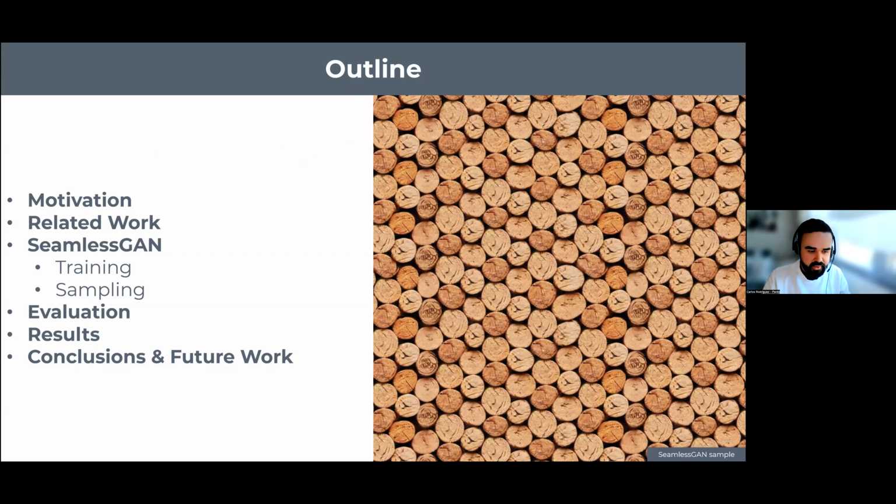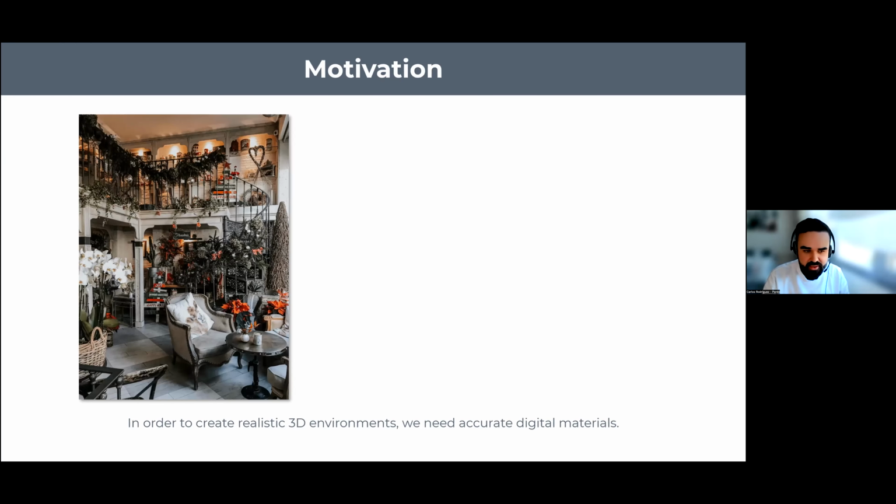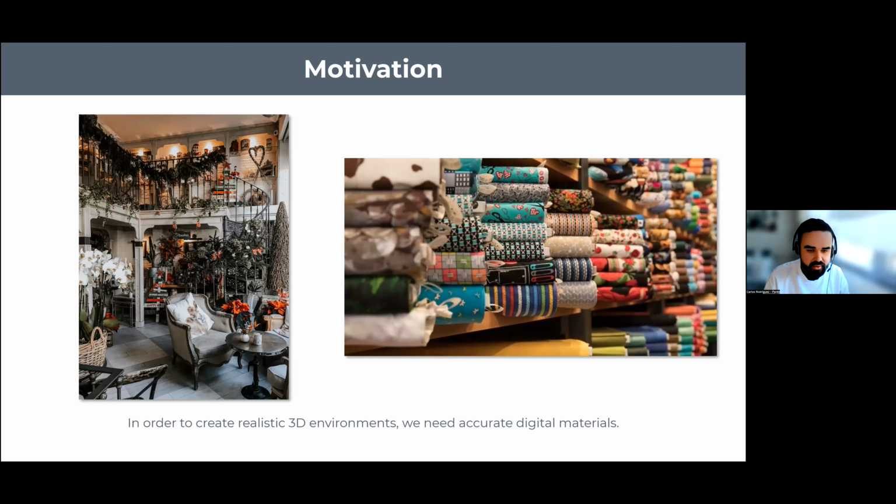So in terms of motivation, in order to create realistic 3D environments, we need digital materials. For example, if we wanted to create these scenes in a virtual setting, we will need accurate representations of the materials that appear on the images. So you will need representations for fabrics, for leather, wood, metal, etc. This is usually done using textures in virtual environments.